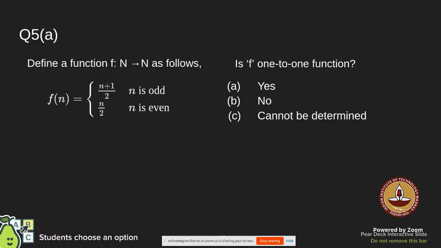What is the image of 1? Tell me. 1, sir. Right, 1 is odd, so (1 plus 1) by 2, so it is 1. What is the image of 2? 1, since 2 by 2. Right, 2 is even, so 2 by 2 is 1. So 1 and 2 both are going to the same element. So it is not a one-to-one function. Is it clear? Okay. Great.